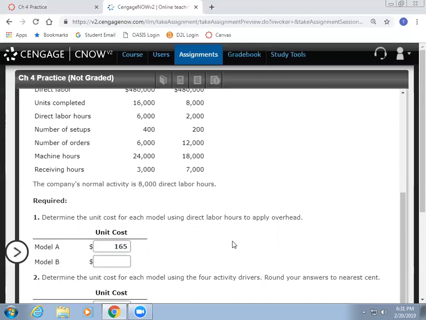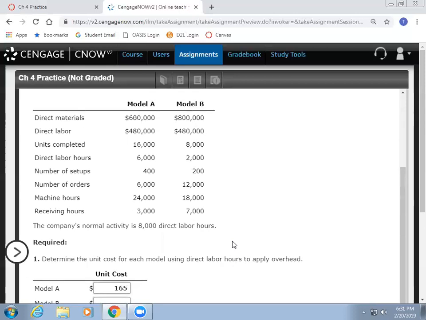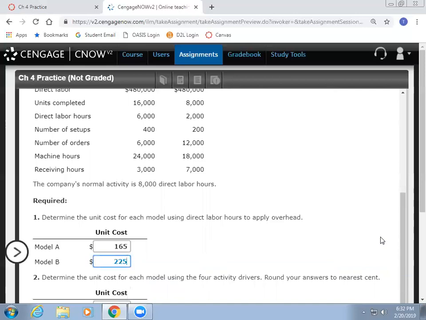You would do the exact same thing under model B. You would take, in this case, 800,000 of direct materials plus 480,000 direct labor plus 260 times 2,000 hours of labor would give us $1,800,000 in total cost divided by 8,000 units. So model B would be 225.